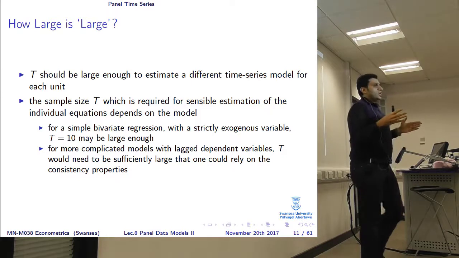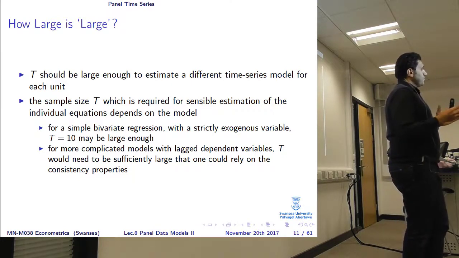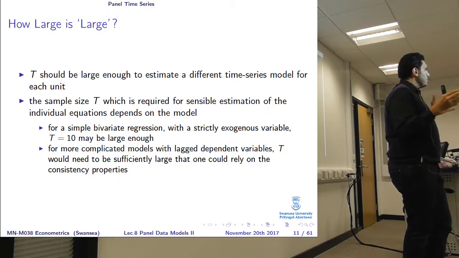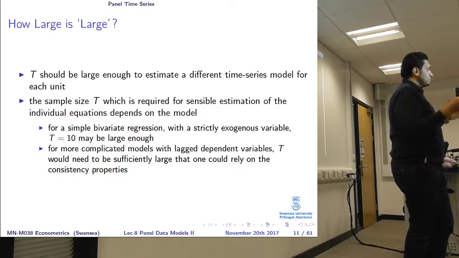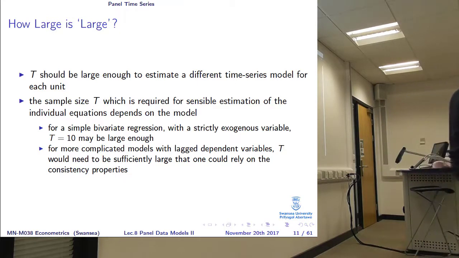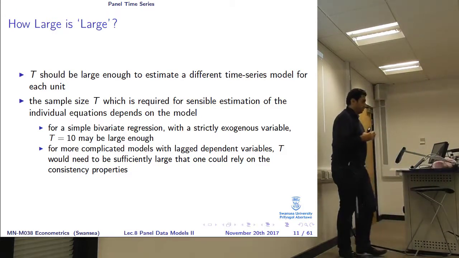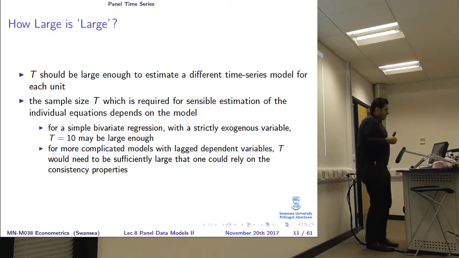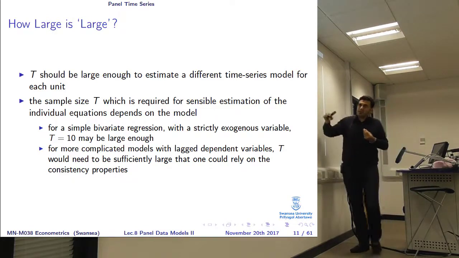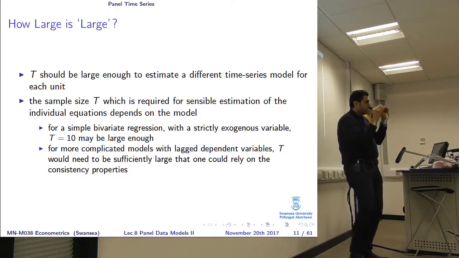So if I have panel data for a number of countries, and if T for each country in my model is long enough to estimate a time series model, a meaningful model, then you should be concerned about the time series issues in your panel, okay? So the sample size T, which is required for sensible estimation of the individual equation, depends on the model, because that is the idea.